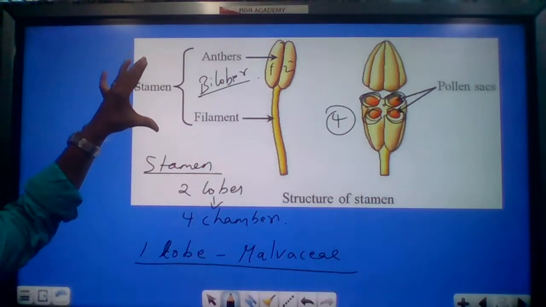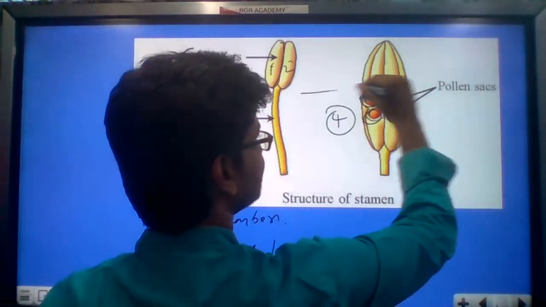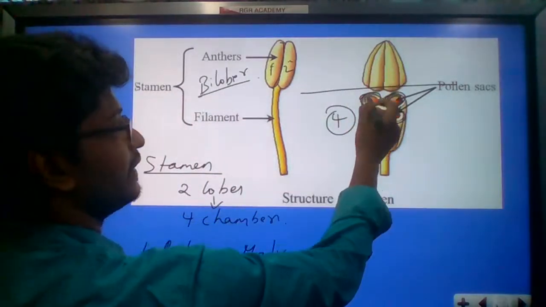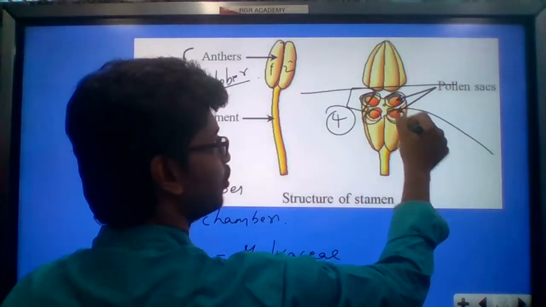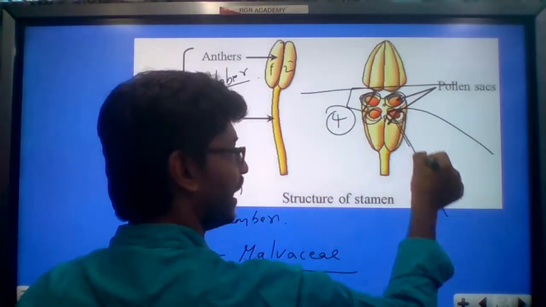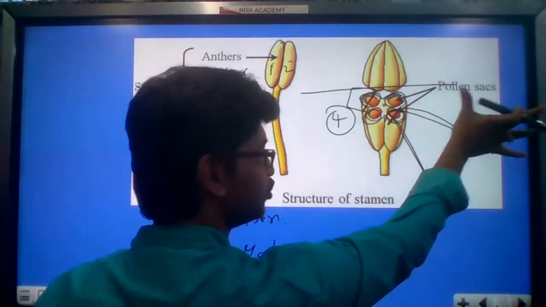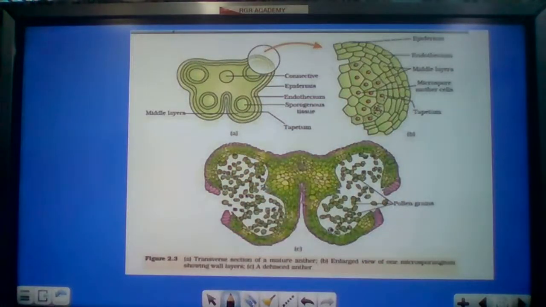Okay, so we have done this. Now we're going to cut a cross section and see how it looks inside. I'm going to zoom in on this part alone. If I take one particular theca, one chamber, and zoom in, this is how the structure will look.